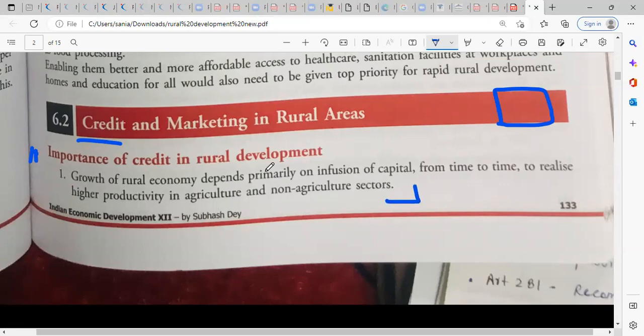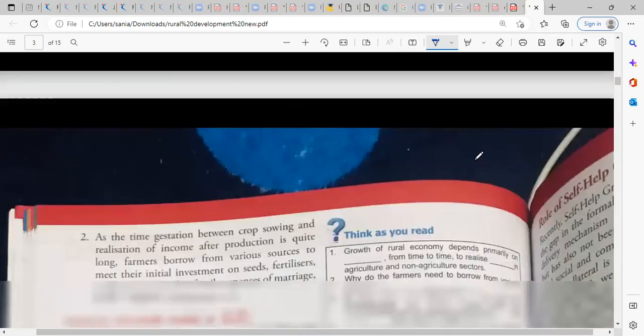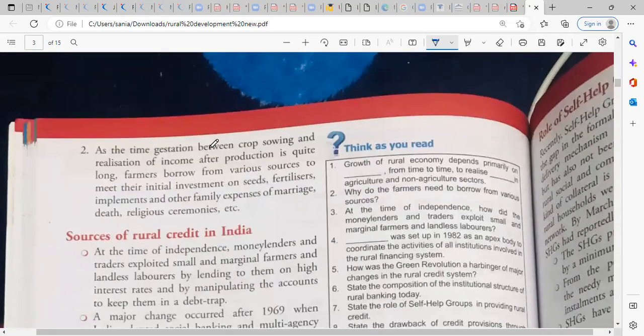So basically, if you want to grow the rural sector, you need credit because you need capital. You need agriculture and non-agriculture productivity, and for that you need investment, right? Then second, as the time gestation between crop sowing and realization of income after the production is quite long, farmers borrow from various sources to meet their initial investment on seeds, fertilizer, implements, and other family expenses of marriage, death, religious ceremony, etc.